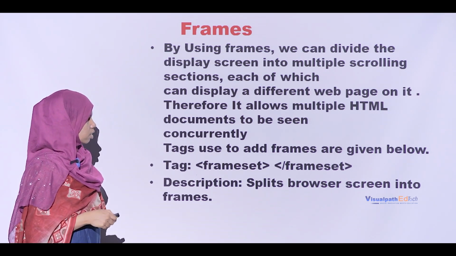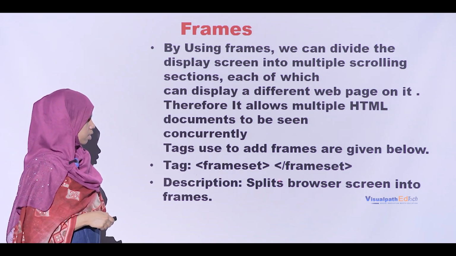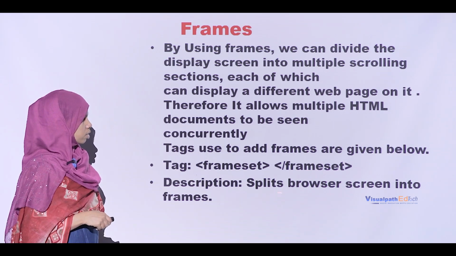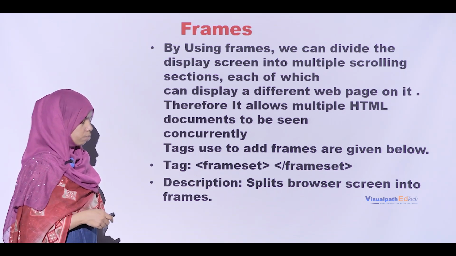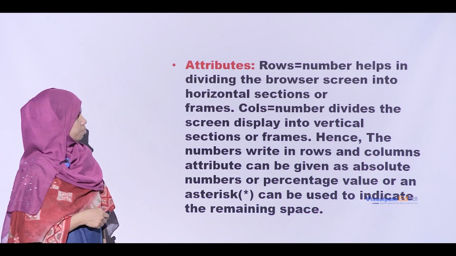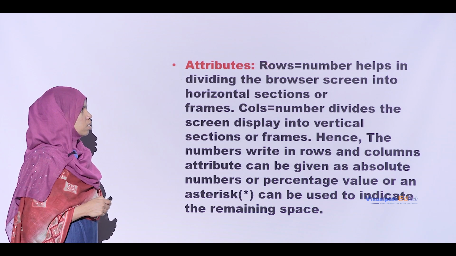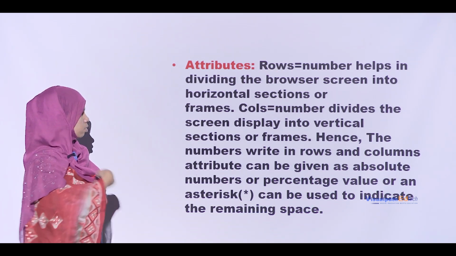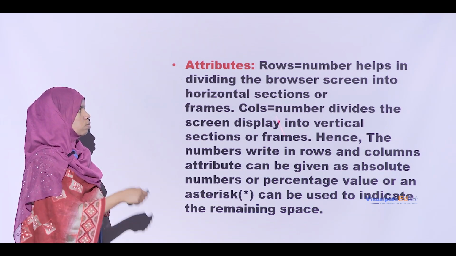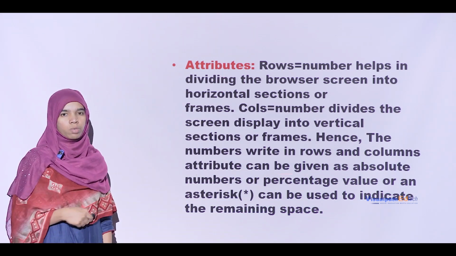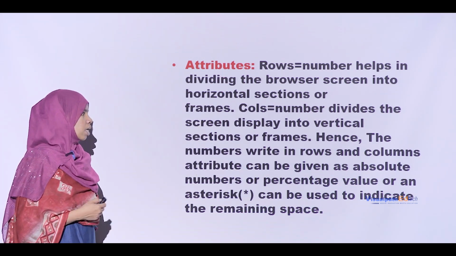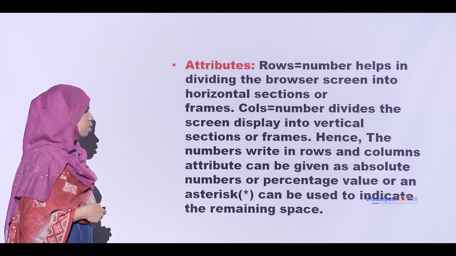So the tag that we are going to use here is frameset. Okay. What does it do? It splits the browser screen into frames. Now, how are you dividing that browser screen? Either in terms of the rows. Suppose horizontally you want to do, you will go with the rows. Vertically you want to divide it, you will go with the columns. And that's how the sections of the frame will be made.